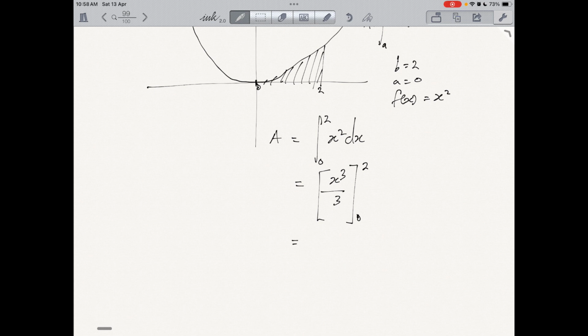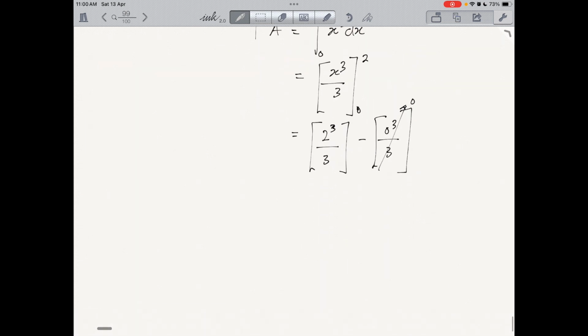Substituting our upper limit, we have 2 raised to power 3. And substituting our lower limit, we have 0 raised to power 3, which simplifies to give us 0. And we are left with 2 raised to power 3 over 3, that is 8 divided by 3. This will give us 2.666, and the unit is square units.